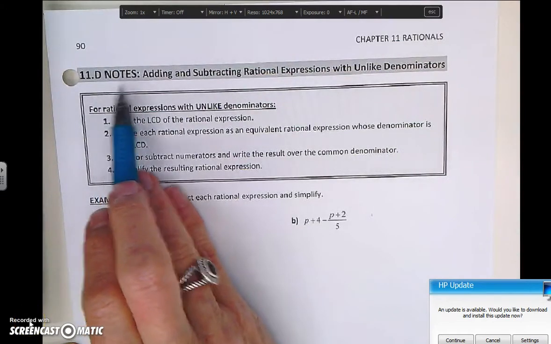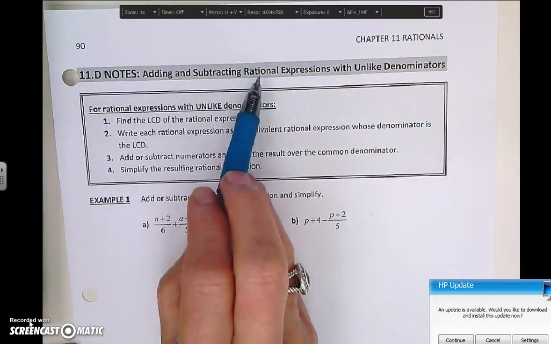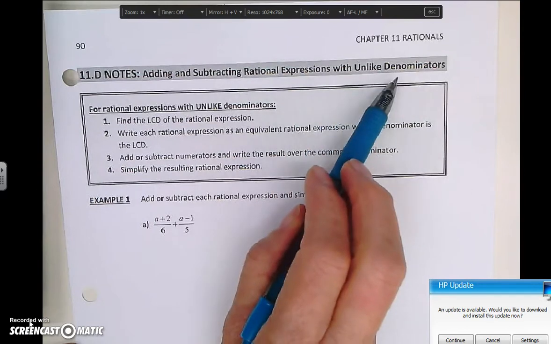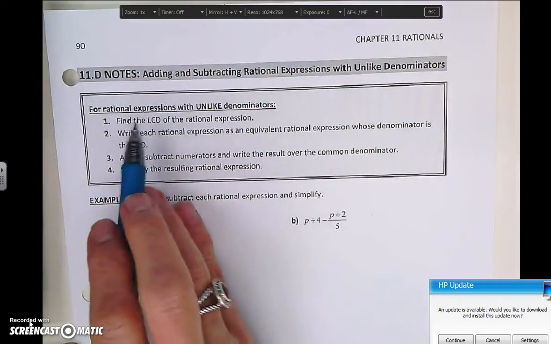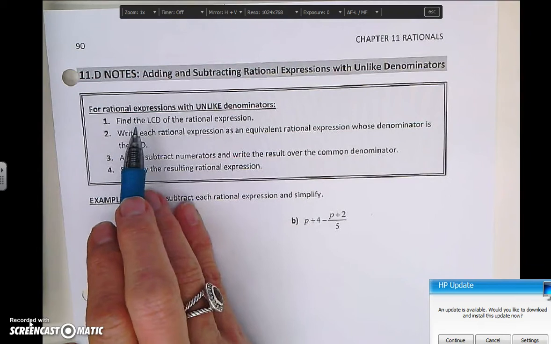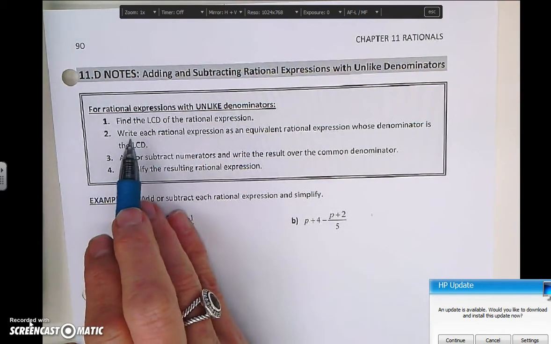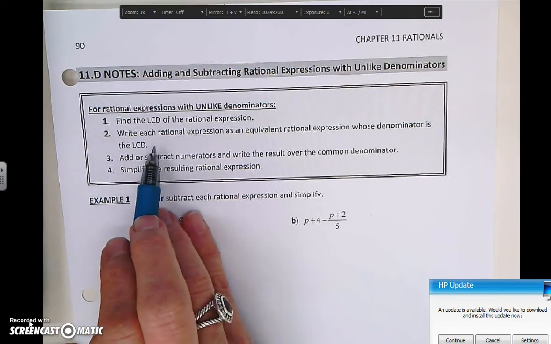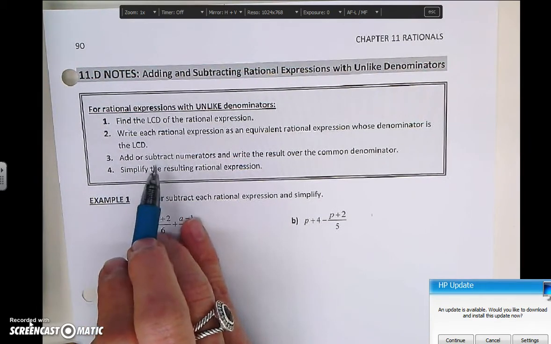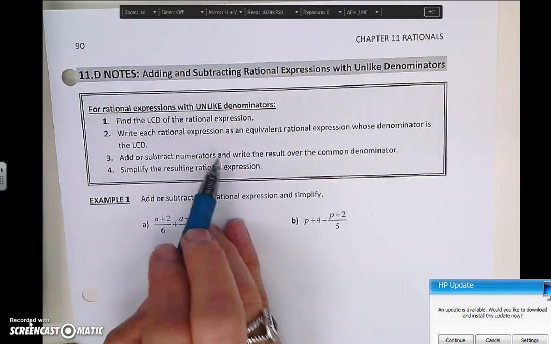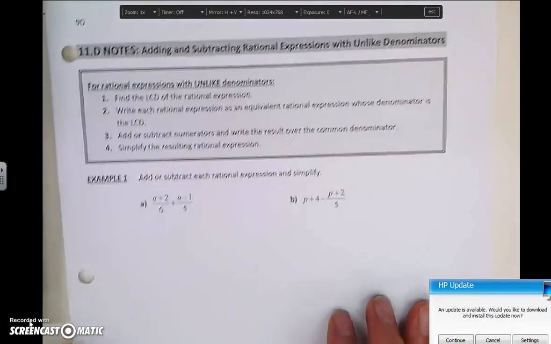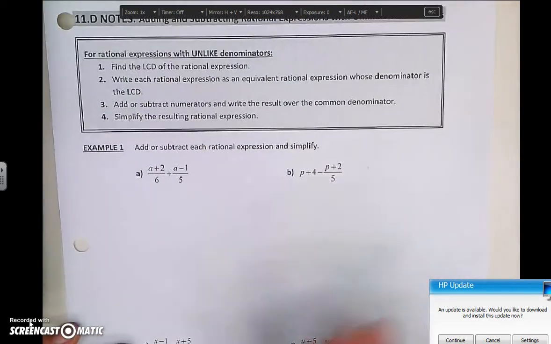In 11D, we're going to be adding and subtracting rational expressions that have unlike denominators. So with unlike denominators, we had to first find a common denominator for the rational expressions. Then we're going to rewrite each of our fractions with a new denominator, and then we will do the addition and subtraction just like normal once we have the same denominator.